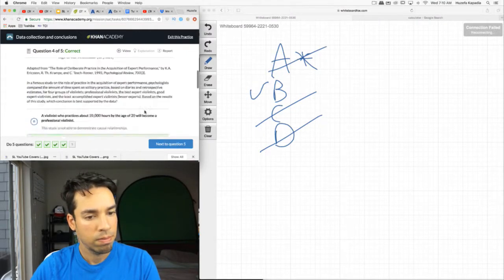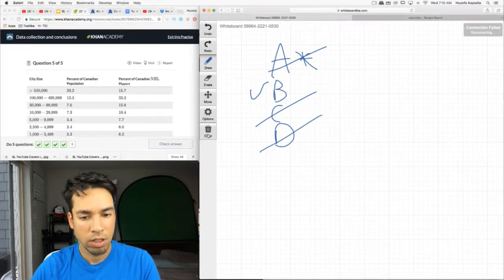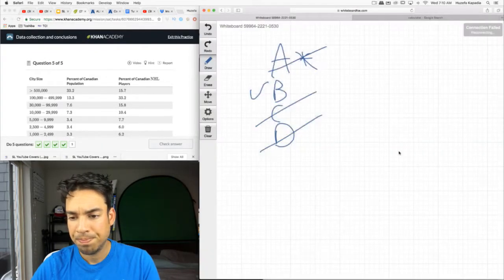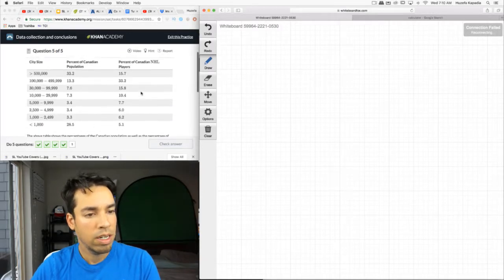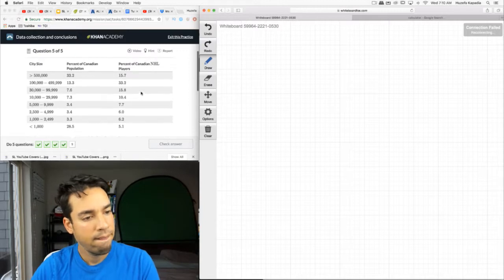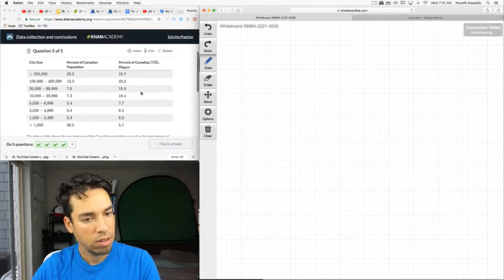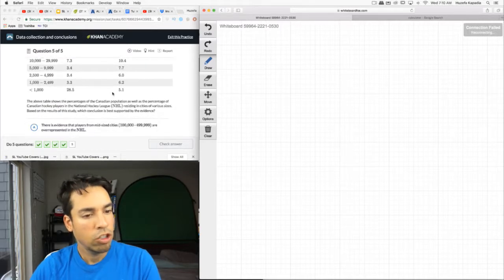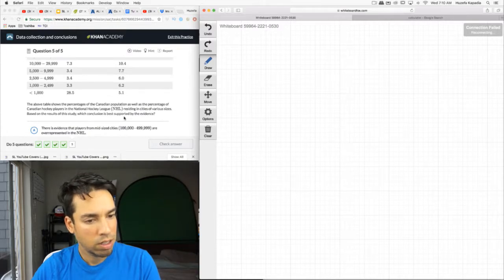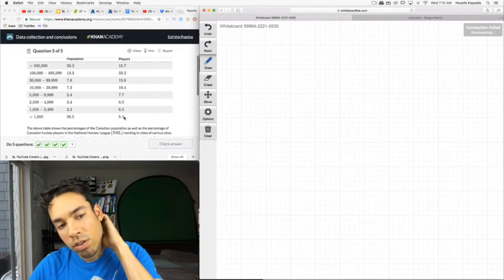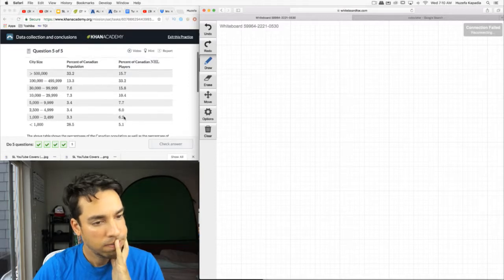All right, cool. Final question. It's a lot of reading in these problems. Percent of Canadian population, percent of Canadian NHL players. What is this? 33.2. Wait. It shows the percentages of the Canadian population as well as the percentage of Canadian hockey players in the National Hockey League. Oh, interesting.